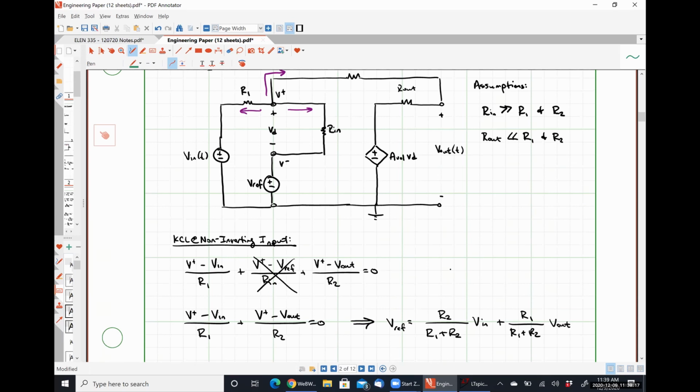I did that because we are making an assumption that if Rn is much greater than R1 and R2, the current flowing through this input resistance is extraordinarily small. If the current flowing through this resistor is small, the voltage drop over it is very small, and so this terminal and this terminal are roughly the same thing. Our simulation verifies that my assumptions are correct. The op-amp model that I'm using has an input resistance of a megaohm or 2, and we're using kilohm scale things here.